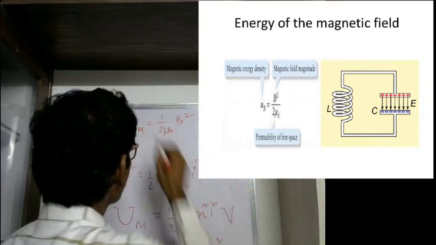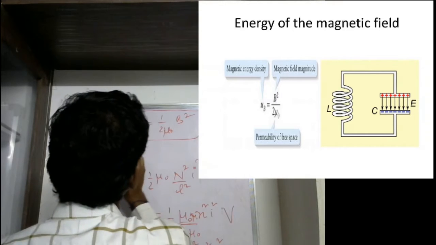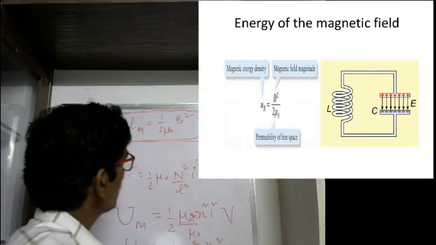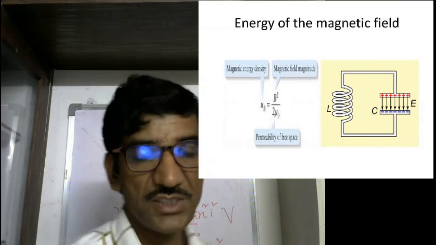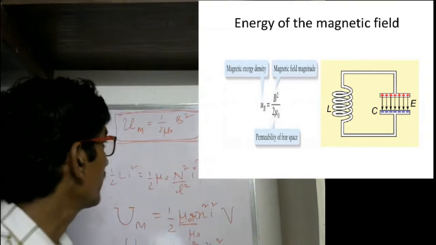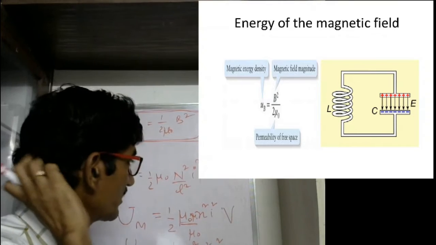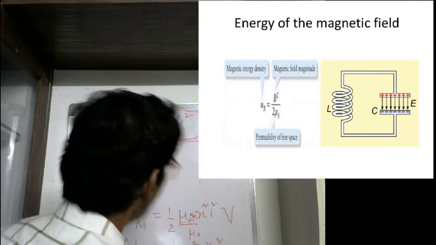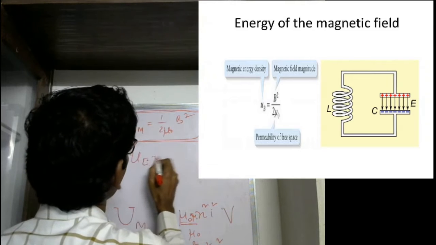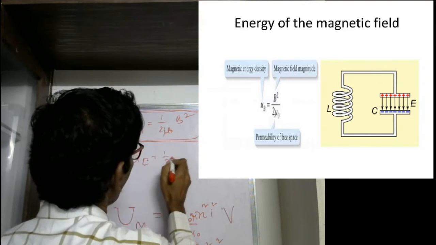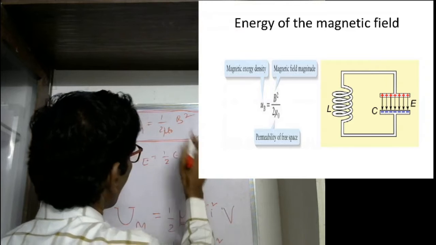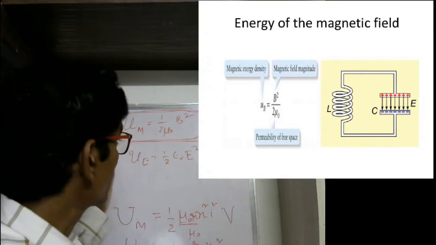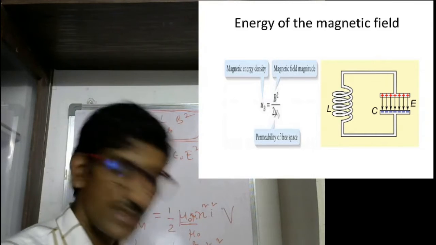So what is our expression for the magnetic energy density? 1 by 2 mu naught B square, or B square by 2 mu naught. It is very much similar to our electric energy density u E equal to half of epsilon naught E square. Both are very much similar. This is the electric energy density. This is the magnetic energy density.